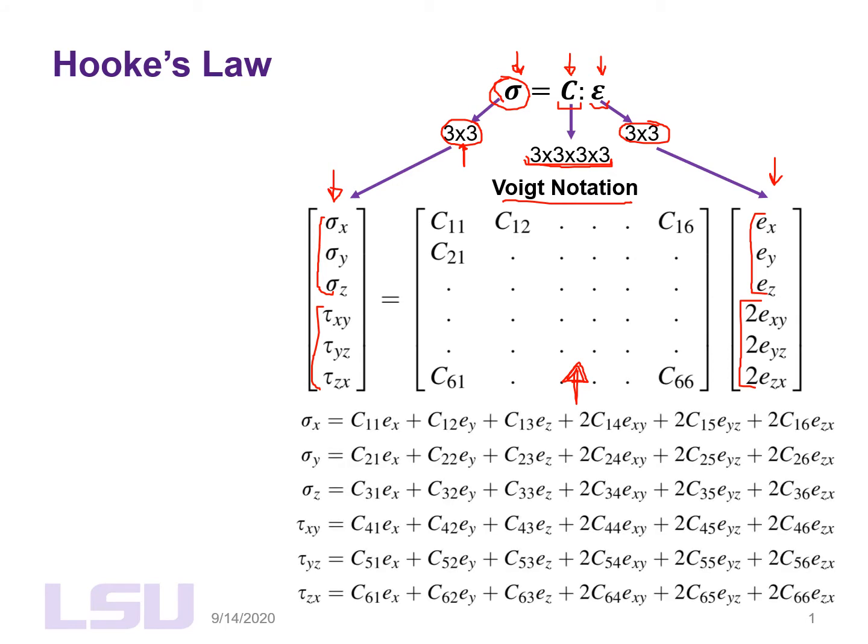And you can perform this matrix vector multiplication, which basically means you take this row and multiply by each item in the strain vector. So C11 times EX plus C12 times EY, plus C13, the next term, times EZ, and you continue that way until you get to C16 times 2EZX. And that will give you just the first term here, sigma x. Then you go to the next row, C21 times EX, and you keep adding, and that's how you get all of these.